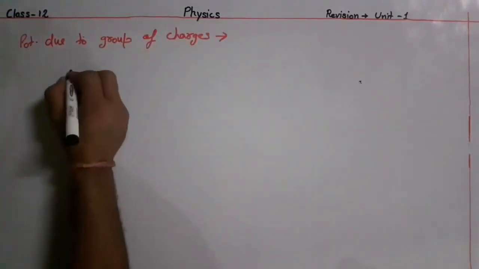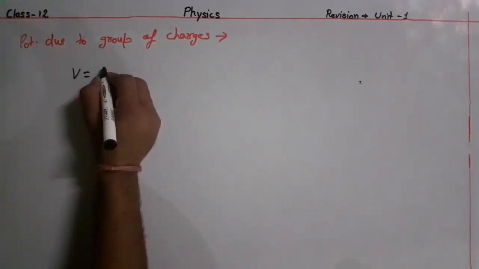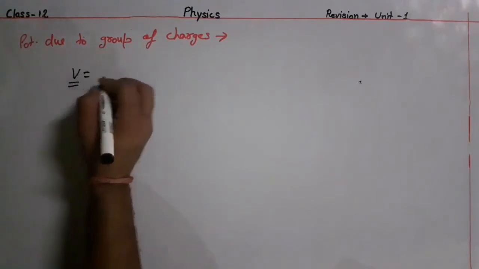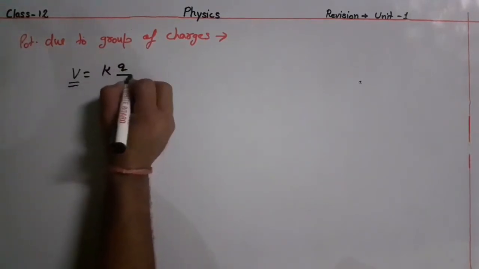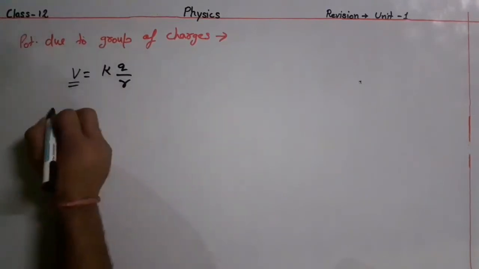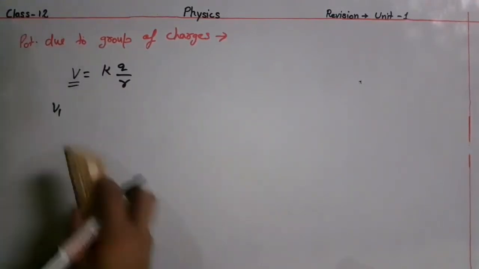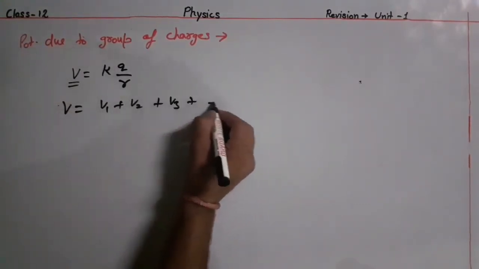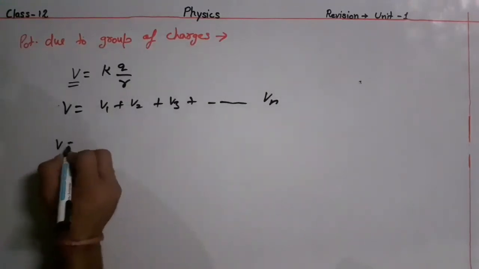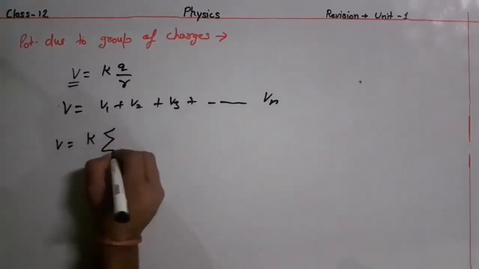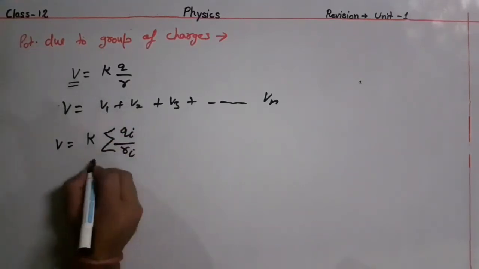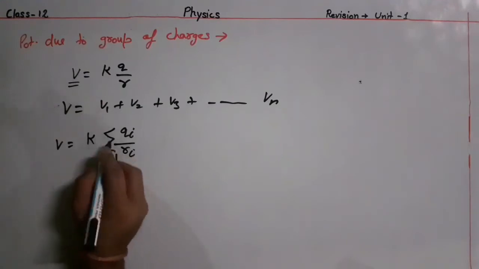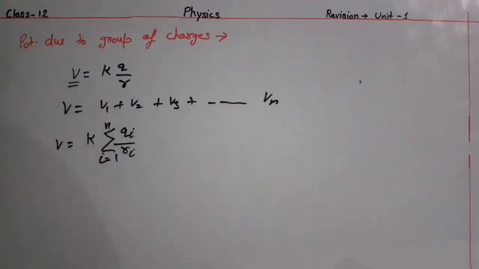Simply rewrite our previous formula using summation. First we will write the formula for potential, which is K Q by R. And if I am going to add all the potentials of a system, V is equal to V1 plus V2 plus V3 up to Vn, we can easily write it in the form of a summation, where Qi and Ri vary from i is equal to 1 to n. This is a simple step. If you need a detailed explanation, then you can use your notes.